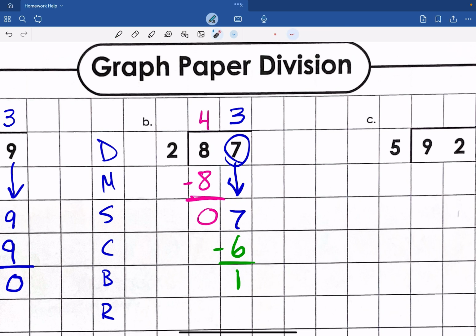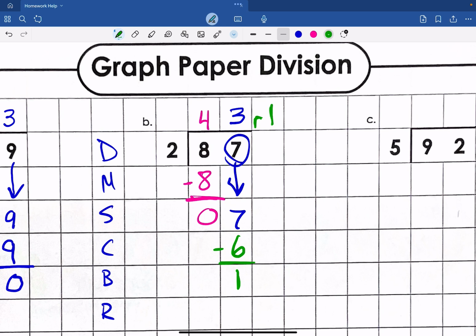And then we'll do our check. Is 1 less than 2? Yes. Do I have anything I can bring down? No. Since I don't have anything to bring down, this 1 is the remainder. So we're going to take that 1 and move it up here to the top, and we're going to say R for remainder 1.